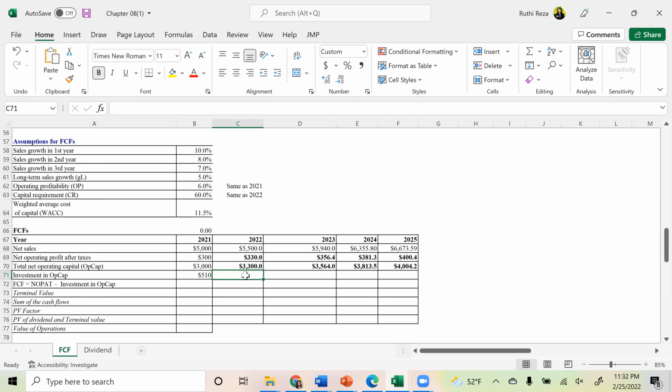Now, investment in operating capital, which is the difference between total net operating capital in the current year and the same account in the previous year. Now, free cash flow to the firm, which is the difference between net operating profit after tax and your investment in operating capital.